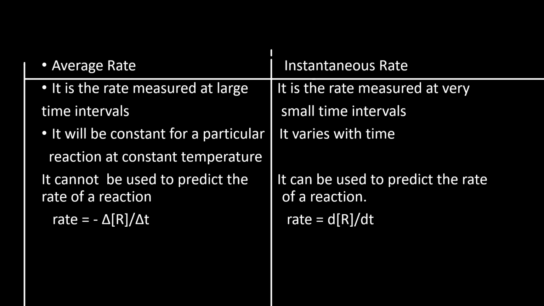Here is a comparison distinguishing average rate and instantaneous rate. Average rate is measured over large time intervals like 10 minutes, 20 minutes, etc. Instantaneous rate is measured over very small time intervals like seconds or fractions of seconds. Since average rate is measured over a large time interval, it is almost the same, a constant at constant temperature. Instantaneous rate varies with time. Hence, average rate cannot be used to predict the rate of a reaction. Average rate is represented by delta, and instantaneous rate by dR by dt.